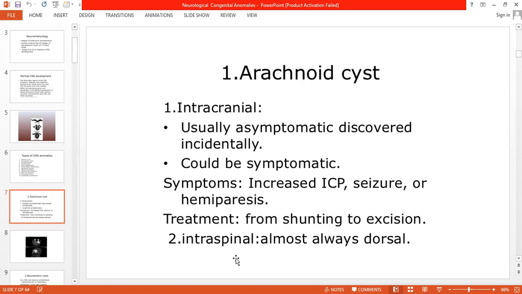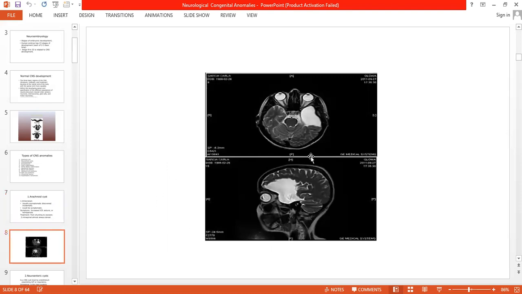The shunt is placed intracranially, to bypass it totally. The intraspinal ones are almost always dorsally located. Here is the MRI brain with T2-weighted images, with CSF and the cyst component appearing white. This is the axial view. Here we see the left temporal region is occupied by a large cystic lesion, and this is the sagittal view of the same lesion.